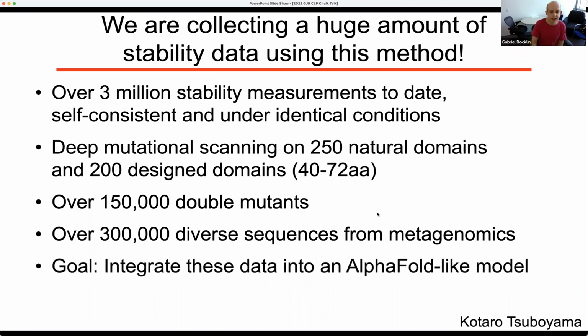And the goal is to take all this data and integrate it into an AlphaFold-like model to predict structure and stability together. The way that people have always predicted stability before is you build a structural model of your thing, and then you analyze the structure to predict the stability. But the approach that we're trying to take is to predict structure and stability in parallel. You could ask me after the talk, but I think that will solve a lot of problems with the old approach, where first you make the structure and then you try to calculate the stability.